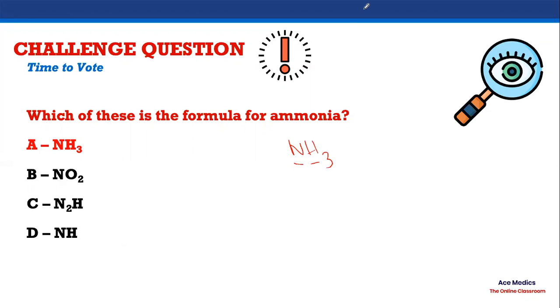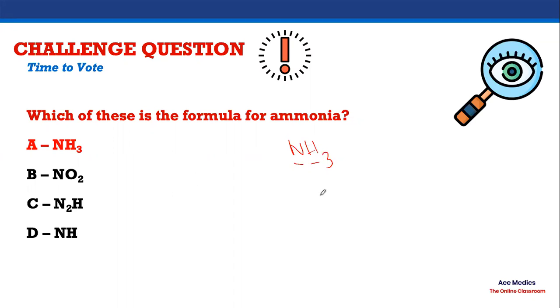So how many nitrogen atoms are there in ammonia? Who can tell me how many? Yes, 1 nitrogen atom. And how many hydrogen atoms are there in ammonia? 3 hydrogen atoms. Yeah, so there are 3 hydrogen atoms in ammonia and 1 nitrogen atom in ammonia.